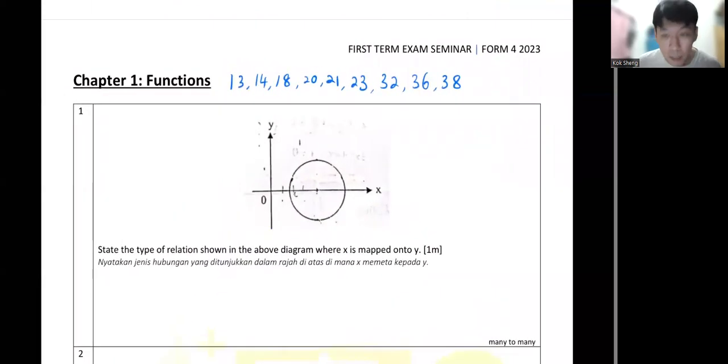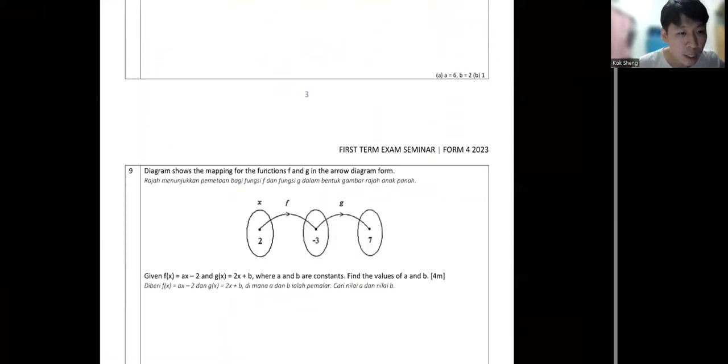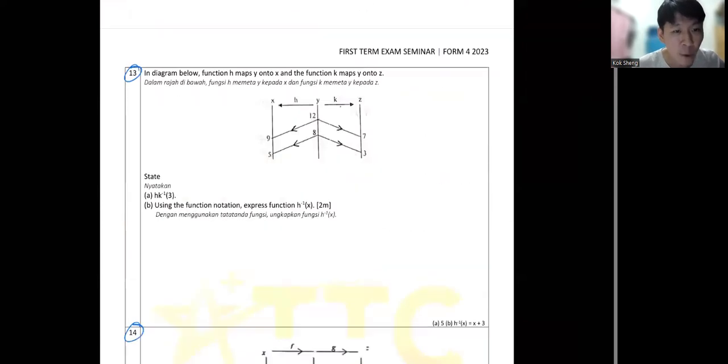Okay, so I put a question number. This is the question that we are discussing today: 13, 14, 18, 20, 21, 23, 32, 36, 38. Around 9 questions like this. So if you're going to follow, let me know also. So let's go to number 13. You can look at the chat for the question number.